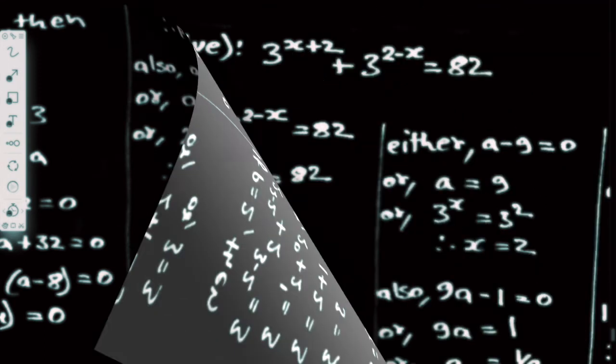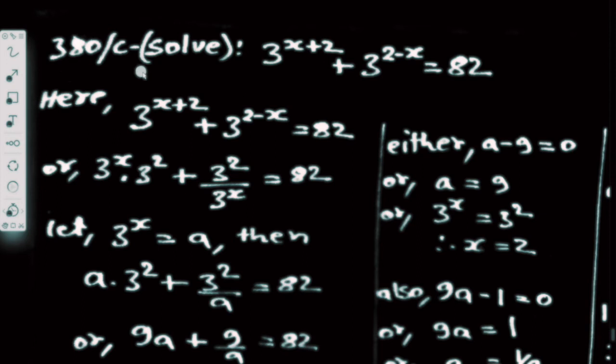It means both are our problem's answers. Number 380 by c, solve. Here we are given an exponential equation: 3 power x plus 2 plus 3 power 2 minus x equals 82. This is our exponential equation, and here x is our unknown. We should find the value of x, and this will be our answer.